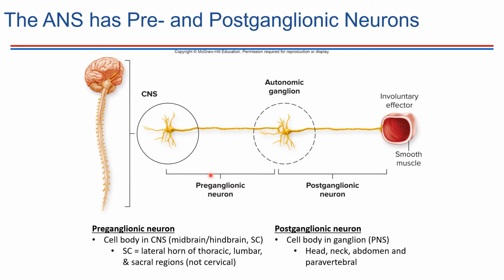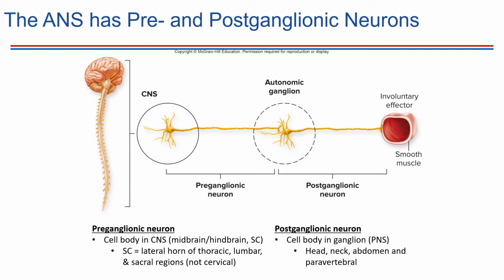But the cell body for this preganglionic neuron is going to exist in the central nervous system. So it's going to exist in basically one of two places, either up in the midbrain and hindbrain of the brainstem, or in the spinal cord. In the spinal cord, it's going to exist in the lateral horn. And if you forget that, let me just draw that out for you real quick here.